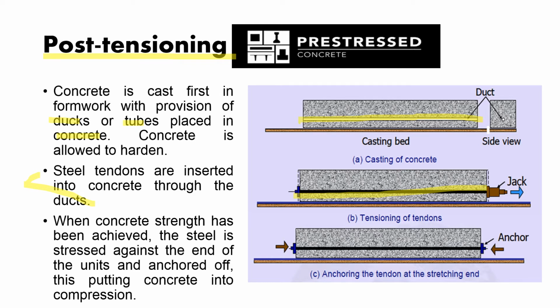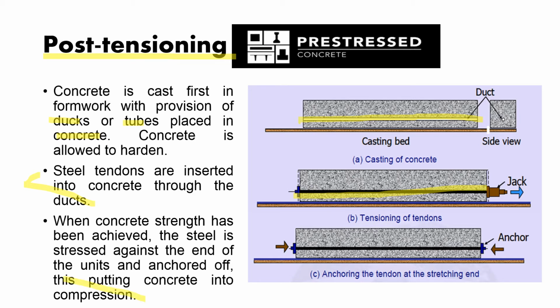So the concrete strength has been achieved. Once the concrete strength is achieved, the steel is stressed against the end of the units and anchored off. So the hydraulic jack will pull the steels and then apply the stress. Once it achieves the desired stress at the end, it will be anchored off. So this puts the concrete in compression.